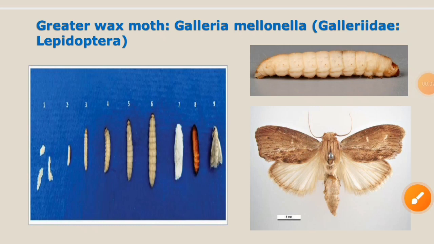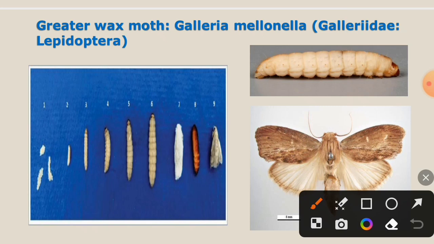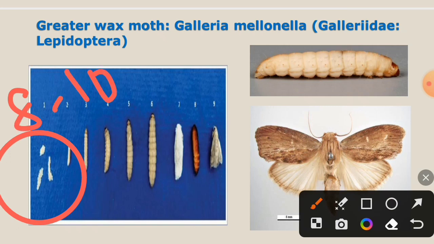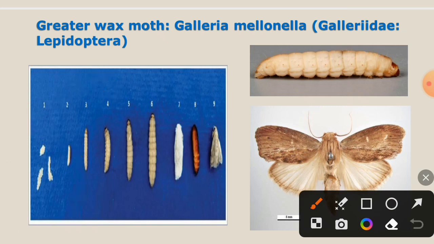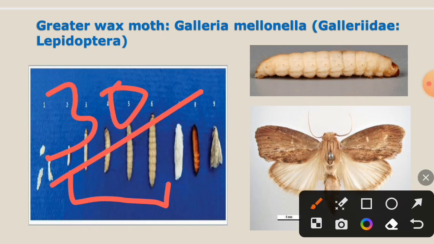चलिए पहले डिस्कस करते हैं about the greater wax moth, that is scientific name है Galleria mellonella, from the family Galleriidae and order Lepidoptera. Let us discuss about its biology first. So these are the eggs, which are creamish white in color, and it takes 8 to 10 days for hatching. And these larval instars are dirty grayish or light yellowish in color, and it takes 30 days for complete development to enter into the pupal stage.